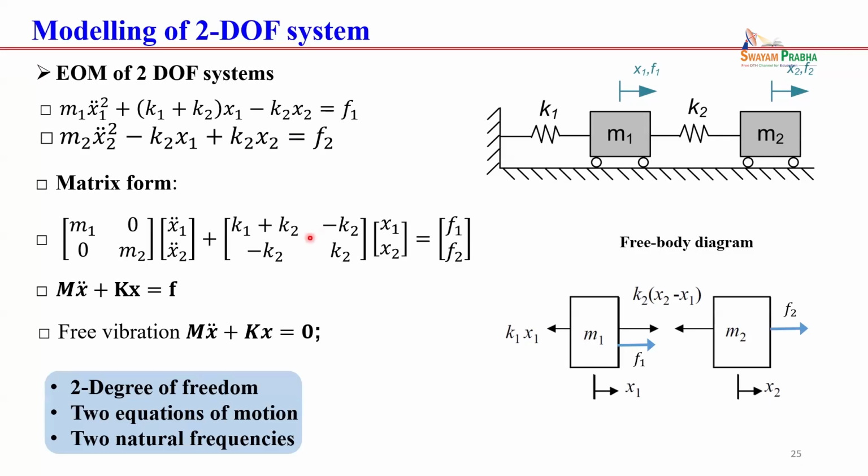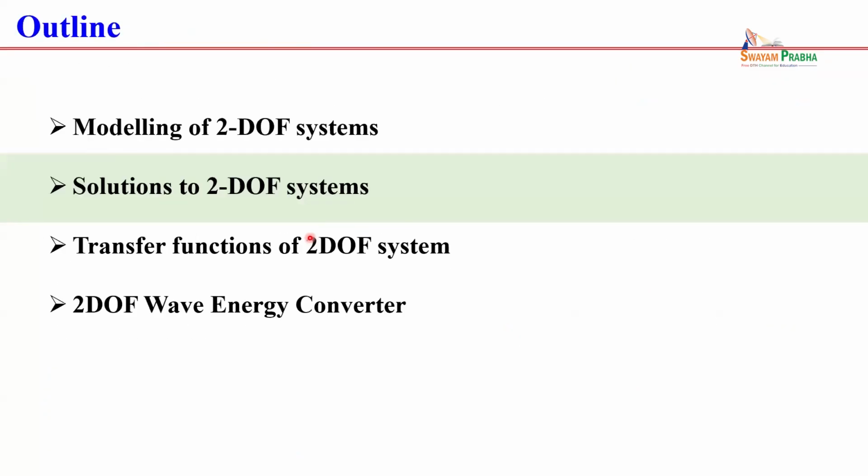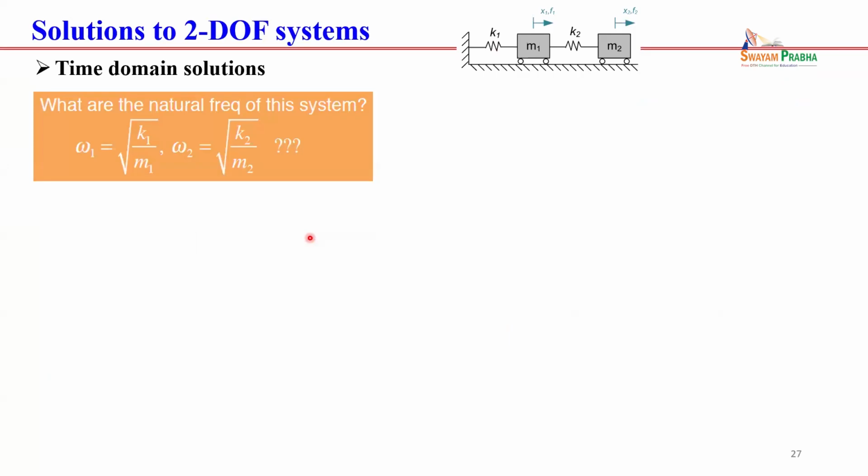Now we talk about free vibration. Free vibration means you don't have excitation, right? On the left side you have the mass terms, on the right side you don't have force. So this is a 2-degree freedom system. There are two equations of motion, right? And you will say there are two natural frequencies, right? What's the natural frequency? Natural frequency we say is square root of k divided by m, right? So is this one or not, if you have two different systems, K1 M1, K2 M2?